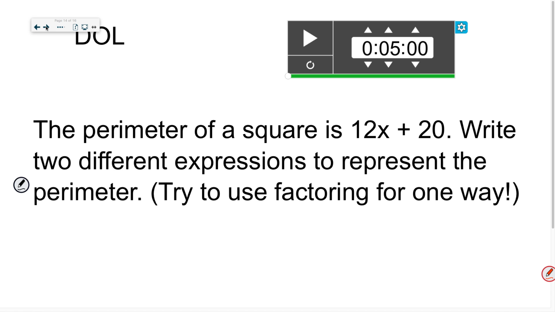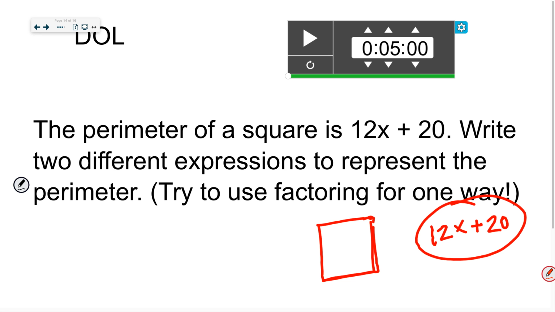Okay. So the perimeter of a square, and I'll draw a picture for those of you that need to see it. The perimeter, the total, is 12x plus 20. Write two different ways to represent this number. Right, so that's like the end result. What did I actually put together? How could I break that out to show me the perimeter? Now I put try factoring. You don't have to if you feel comfortable having a number outside the parentheses. You can do that. You don't have to.